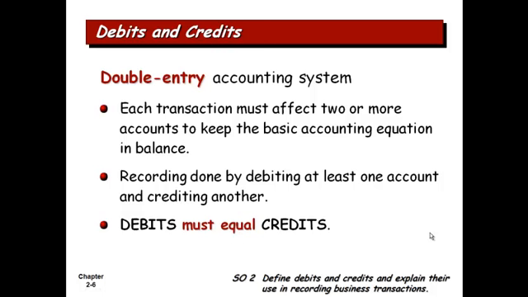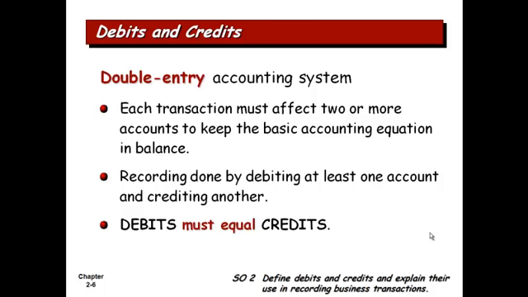In accounting, we have something called a double entry accounting system. Each transaction must affect two or more accounts to keep the basic accounting equation in balance. The basic accounting equation is the only equation that you'll see in accounting. It's going to be assets equals liabilities plus owner's equity. On the left side of the accounting equation, you have assets. On the right side, you have liabilities plus owner's equity. So whatever affects one side has to have the same effect on the other side. So the left has to equal the right.